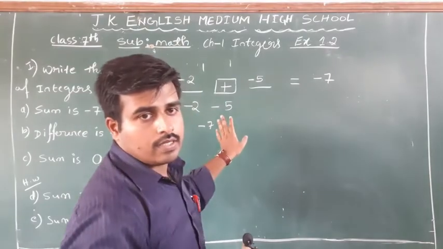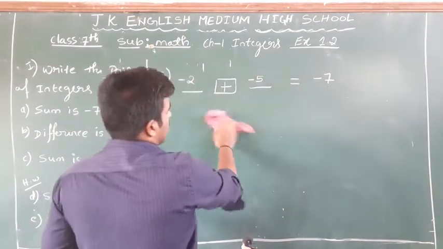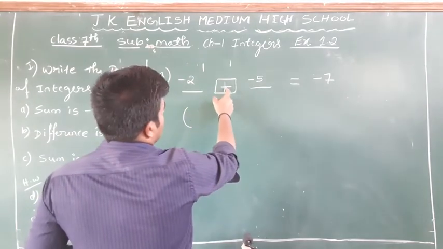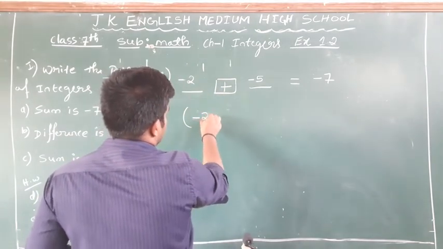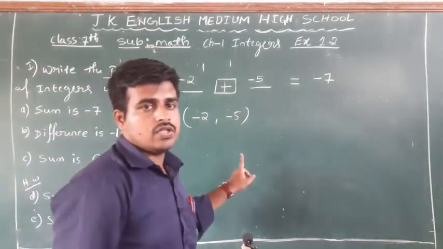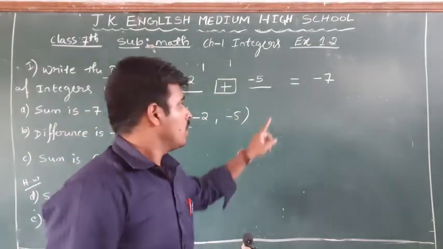This answer in a rough. So I can get a minus 7 answer. Therefore, the pair of numbers are minus 2, minus 5. This is the pair of integers whose sum is equal to minus 7.